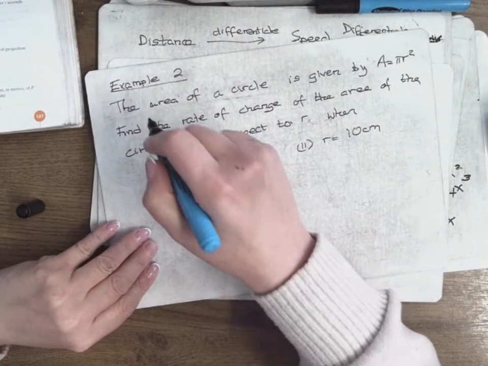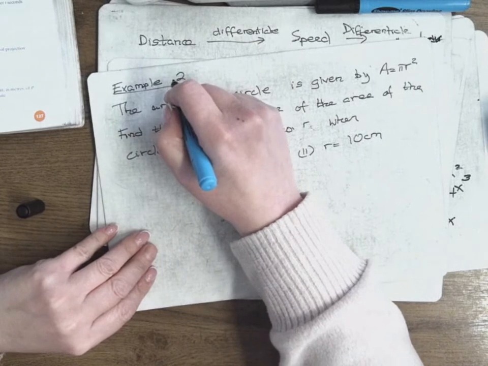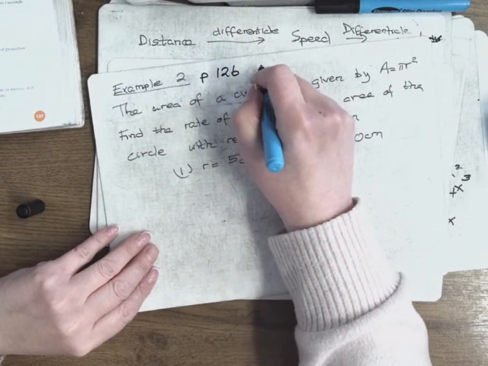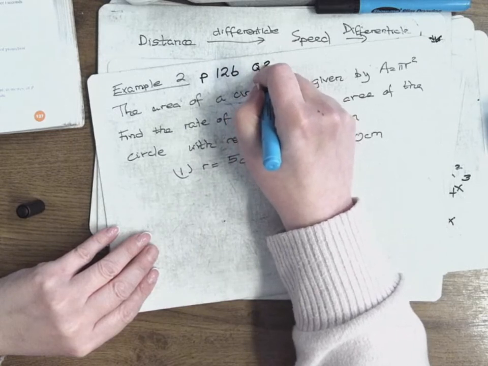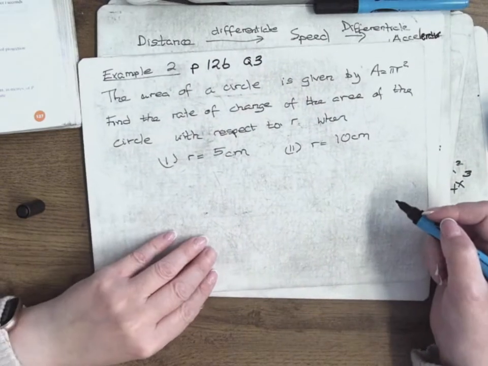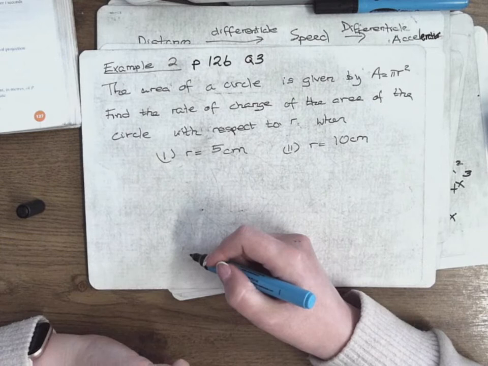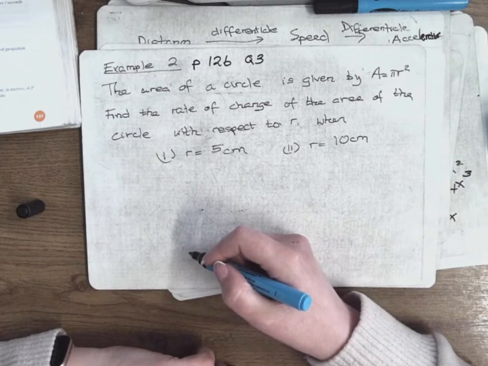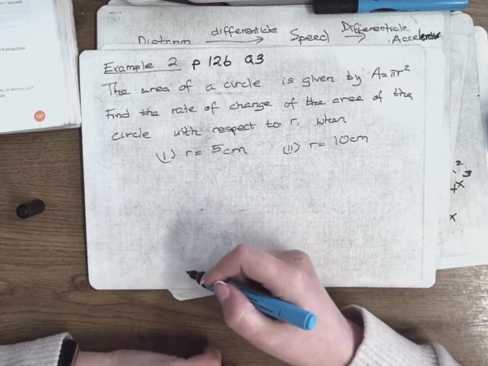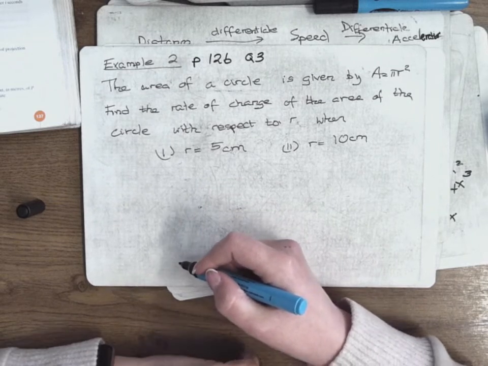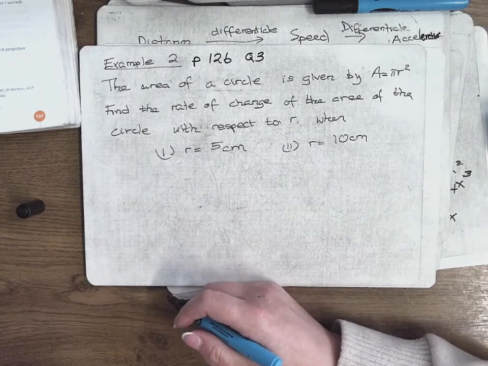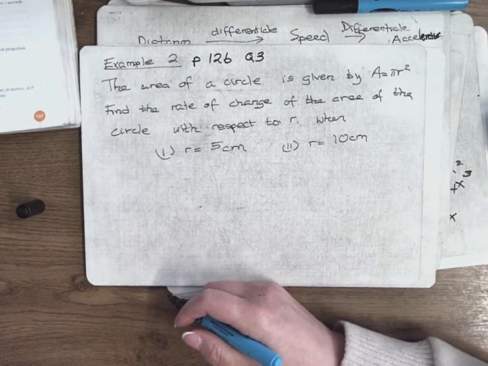Example 2, which is page 126, question 3. The area of a circle is given by area equals pi r squared. Find the rate of change of the area of the circle with respect to r when r is 5 and when r is 10. Again, I'll leave you to write it down and then we'll do it.